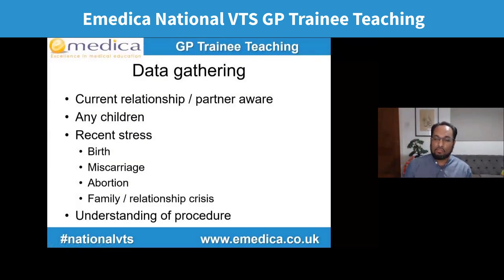So things that you want to ask, what's their current relationship like? Why? Because if someone's going through a troubled patch in their relationship, it's not an ideal time to be thinking about something that's permanent. Is the partner aware? That's a really important question. I'm glad that people asked about that early on. Have they got any children already and how many? And when was the most recent one?